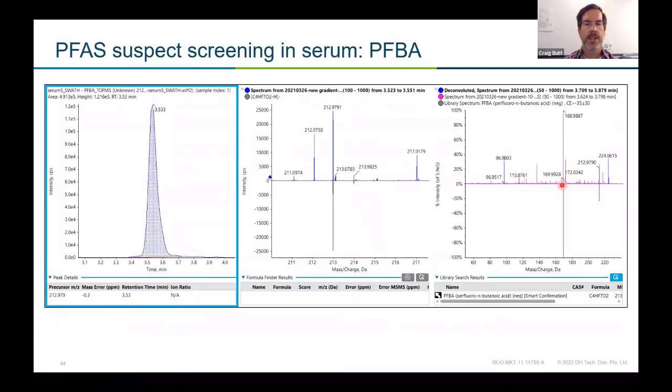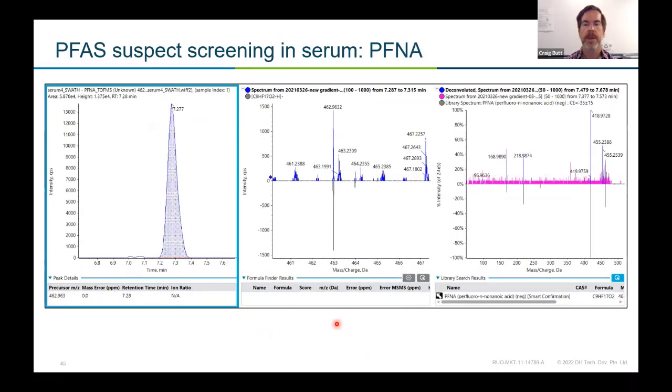Here is our serum samples. These are actually pooled serum plasma samples. And you can see here, we found something, right? You can see a nice big peak. The mass of it was consistent with PFBA, the butane carboxylic acid, and you can see a really, really strong mass error. The isotope pattern was good, but most significantly, we get a good library match, so we're very confident that we're seeing the PFBA.